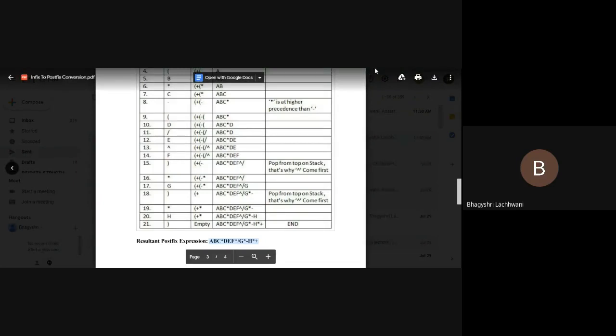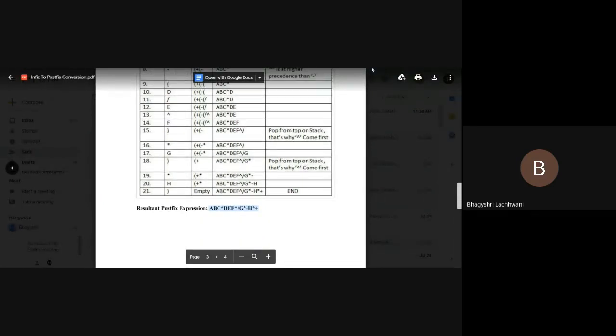So the rules were, you have to scan from left to right. If operands are coming, just shift them to the postfix. If operators are coming, and the new upcoming operator has the higher precedence, then you have to push it. If it has a lower precedence, then the higher one will be popped. And if the closing bracket is coming, then till the opening bracket, you have to shift all the operators from the stack to the postfix expression.